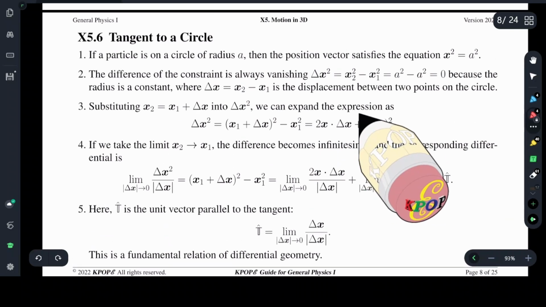Next, we consider a tangent to a circle. In two-dimensional motion, we frequently consider the circular motion, especially the uniform circular motion, until we study damping effects. The uniform circular motion says projection onto the x or y axis will give the simple harmonic motion. So this is one of the fundamental motions in physics.